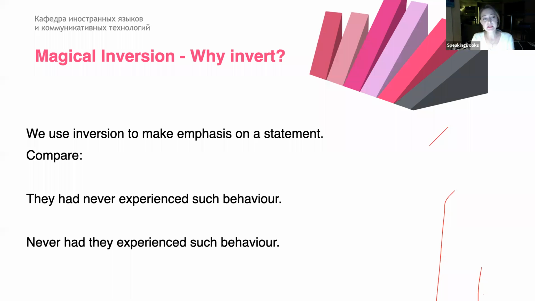For example, we can say they had never experienced such behavior. Они никогда не сталкивались с таким поведением. Or you can say, never had they experienced such behavior. С таким поведением ни разу в жизни они не сталкивались. In Russian, we would say it like that, maybe to convey a proper meaning. To increase the negative meaning is one of the answers by Alina in chat.